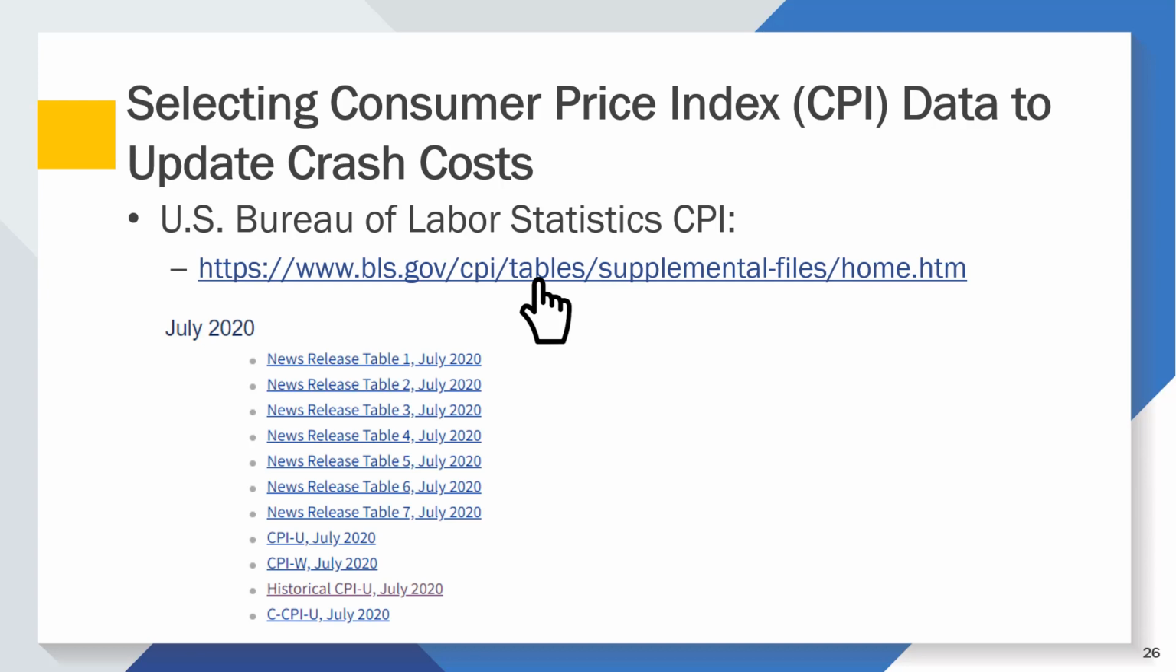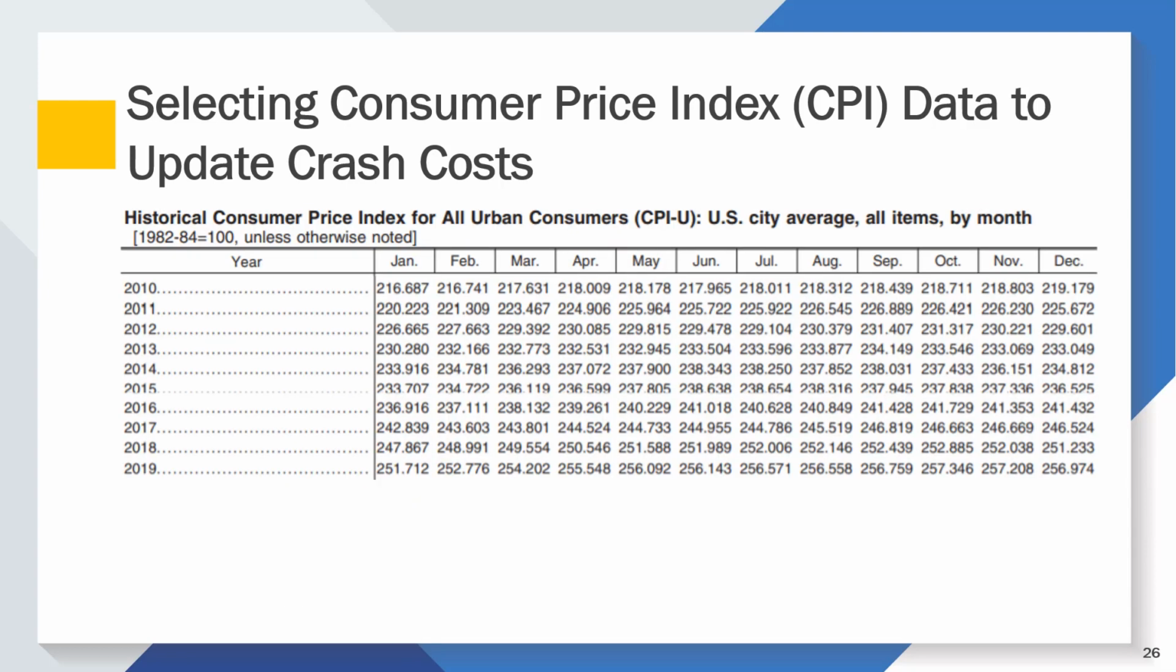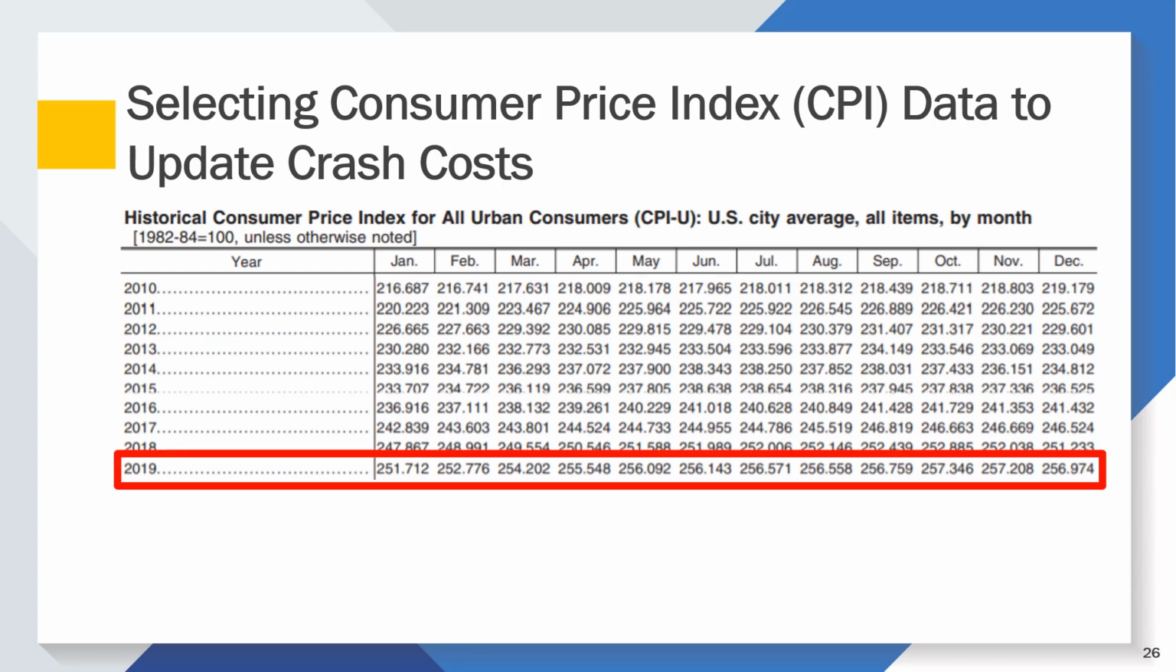Click this link to access the Bureau of Labor Statistics CPI data. Find the link to the latest historical CPI-U data and click the link. You will get a table of unadjusted CPI values for all urban consumers by month and year. Take the average of the monthly values to get the annual average for the year of interest, such as 2019.